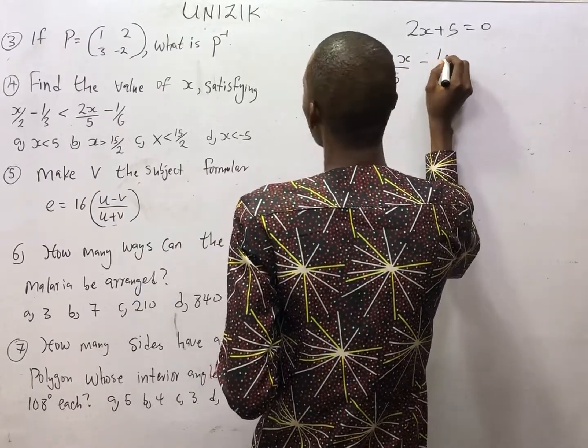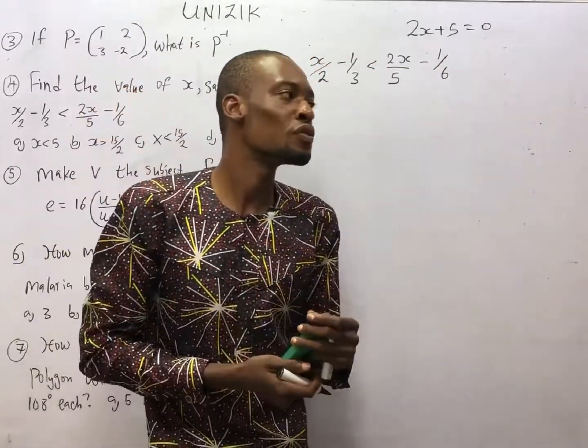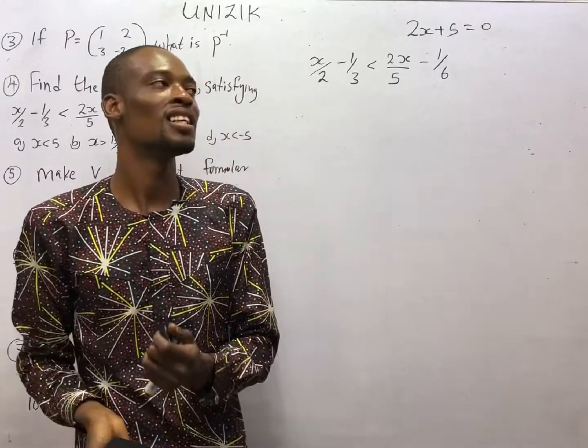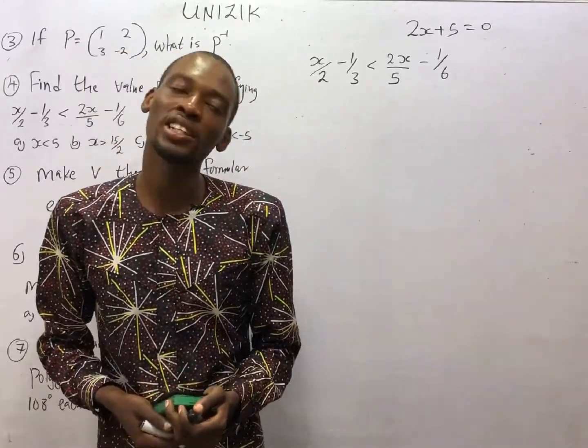And when you divide both sides by a negative number, the sign changes. If it were greater than, it becomes lesser than. And if it were lesser than, it becomes greater than. We will see that shortly.